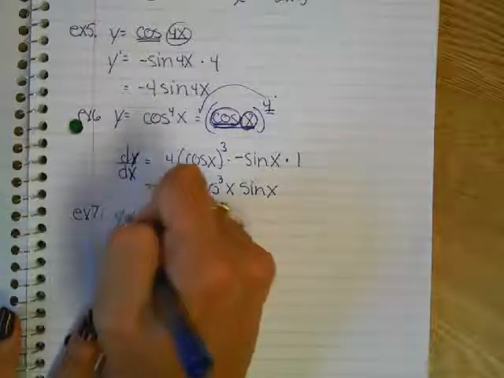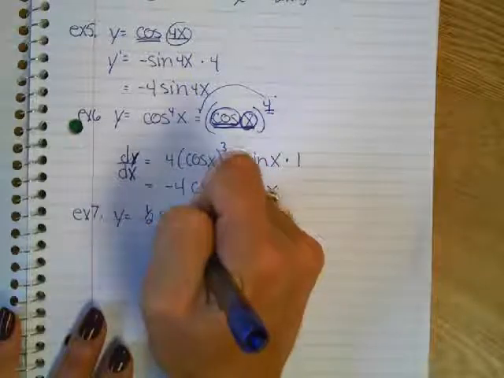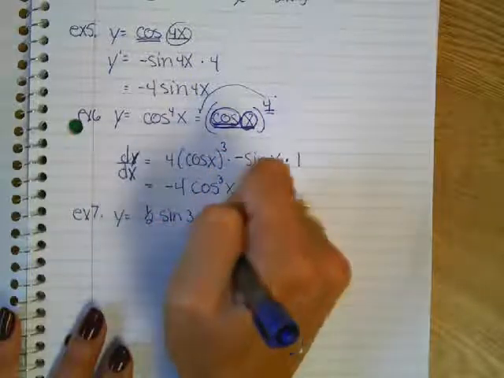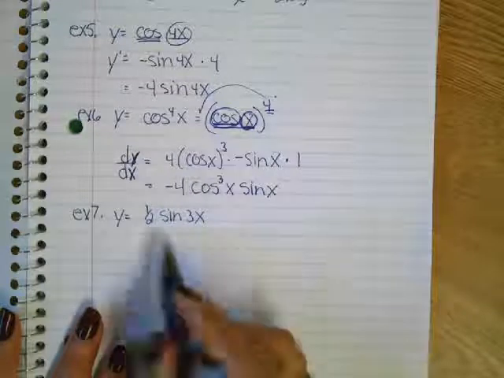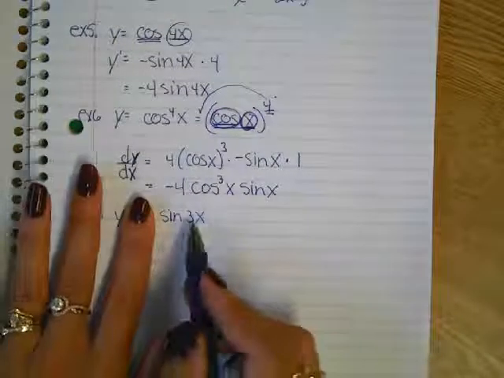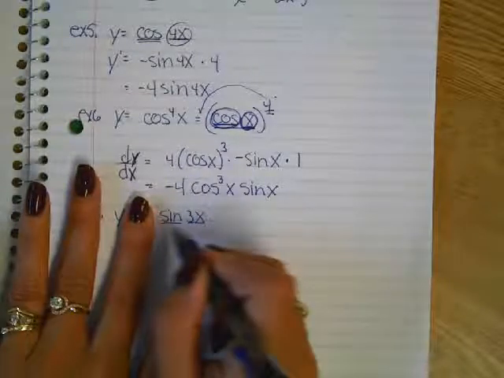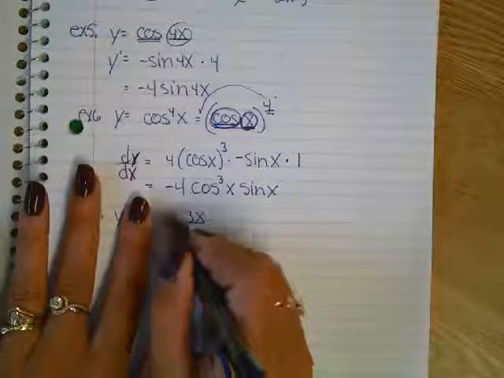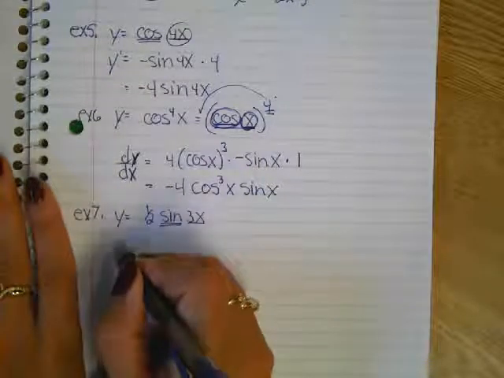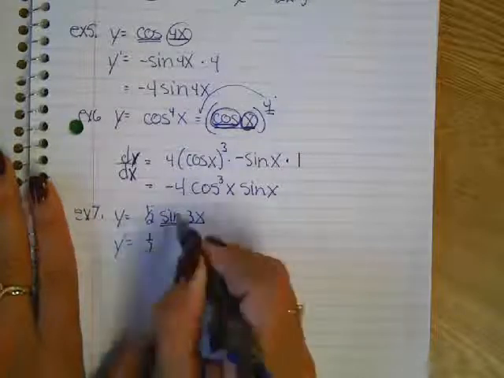Let's go y equals 1/2 sine 3x. So again, multipliers just carry along. Don't let them bother you. So trig functions. Here's your outside, here's your inside. So we always start from the outside. So when I do derivative, carry along the multipliers.